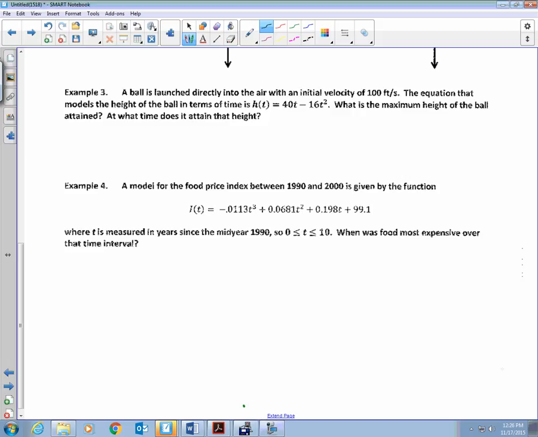We are going to apply these to real world situations. A ball is launched in the air with initial velocity of 40 feet per second. And the equation that models the height of the ball in terms of time is h of t is 40t minus 16t squared. What's the maximum height of the ball attained, and at what time does the ball attain that height?